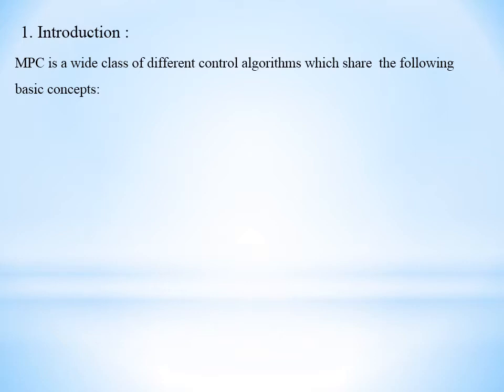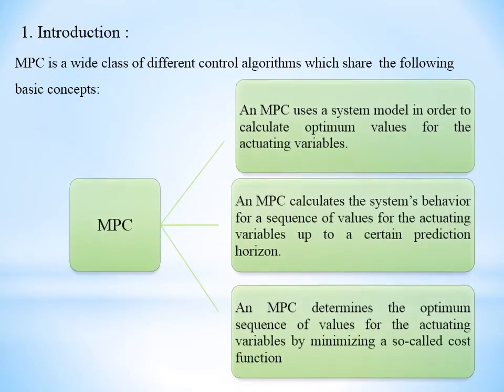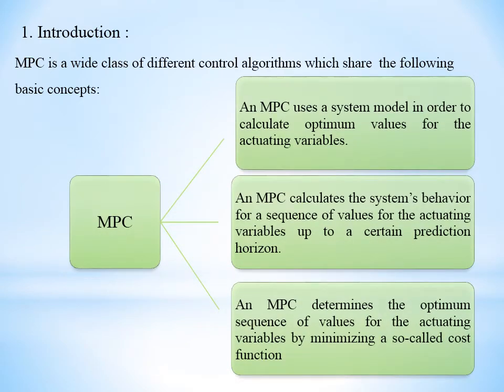MPC is a wide class of different control algorithms which share the following basic concepts. An MPC uses the system model in order to calculate optimum values for the actuating variable. An MPC calculates the system behavior for a sequence of values for the actuating variable up to a certain prediction horizon. An MPC determines the optimum sequence of values for the actuating variable by minimizing a so-called cost function or objective function.